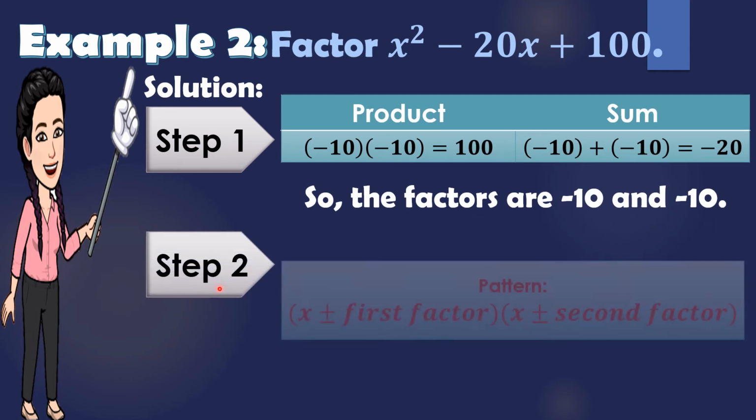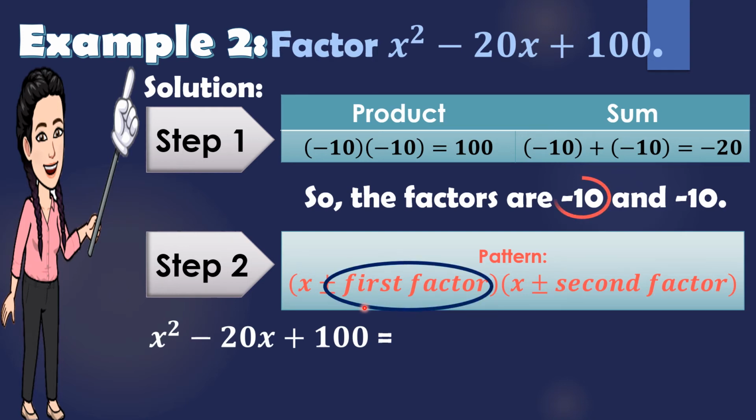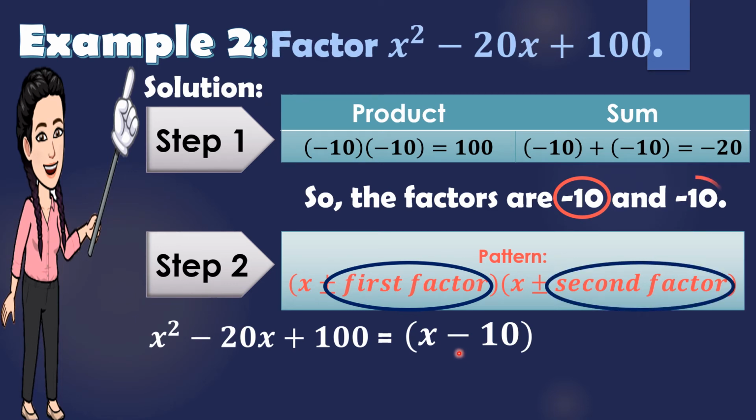For the step 2, we're going to apply this pattern wherein our first factor is negative 10. So, we have x minus 10. Since negative 10 na to, magiging minus na ang operation natin. Then, the second factor is negative 10 also. So, we have x minus 10.